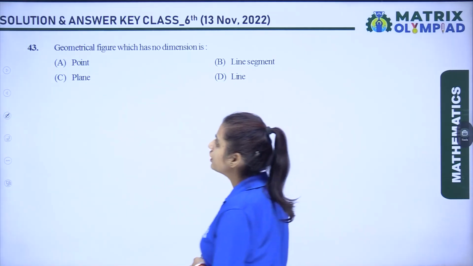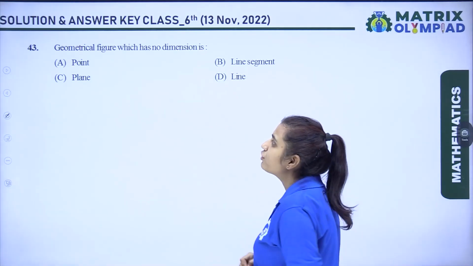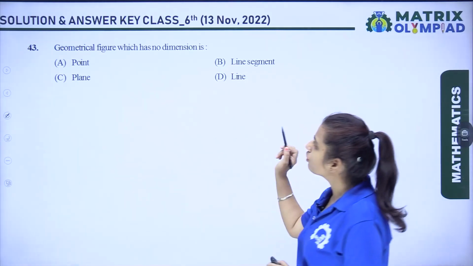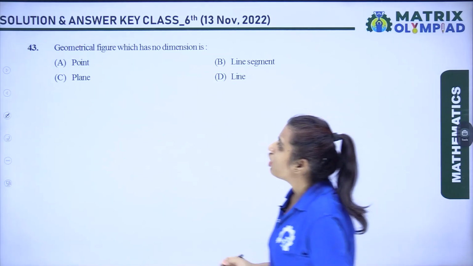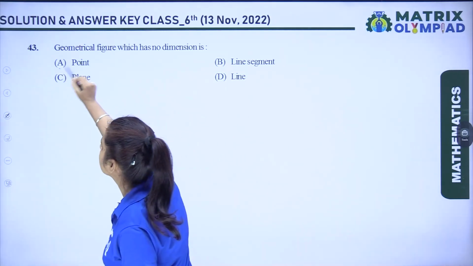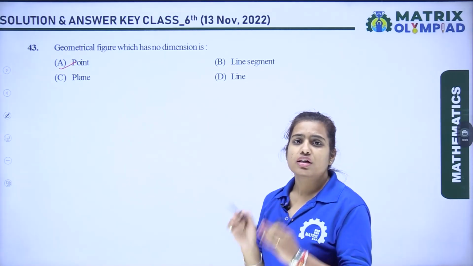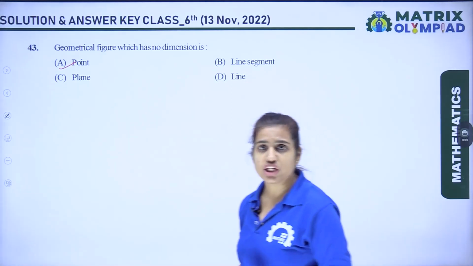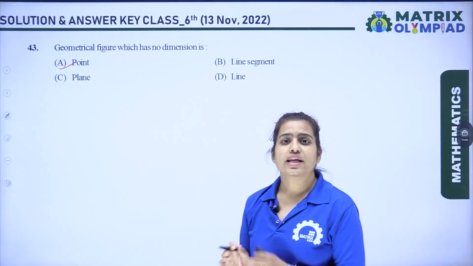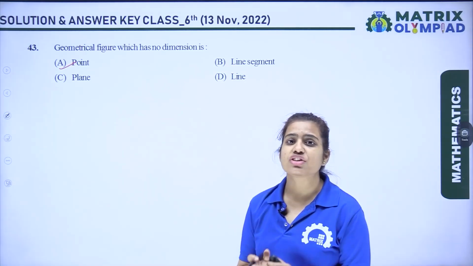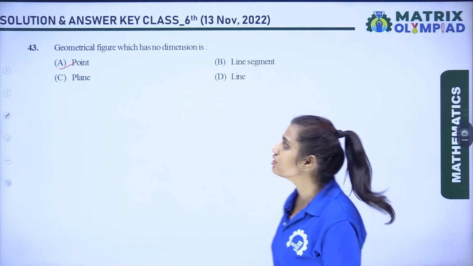In question number 43, it is said that the geometrical figure which has no dimension is. Now we have to find out of these 4 options which is the geometrical figure which has no dimension. So here option A, that is point, is the correct answer for this question, as a point is used to represent any specific location or position and it neither has any size or dimension such as length and breadth. So option A is the correct answer for this question.